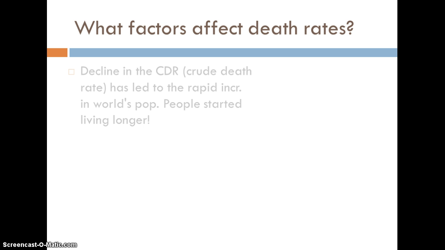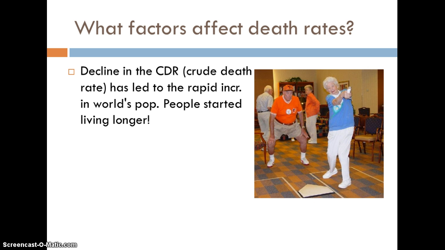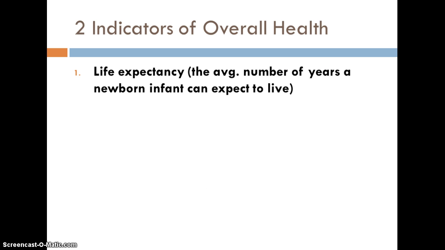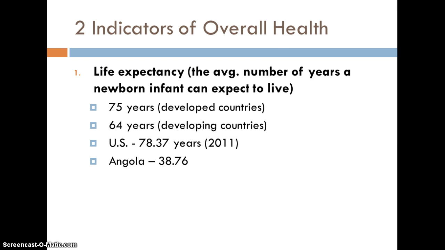We also have factors that affect death rates. We have seen a decline in our crude death rate because people are living longer. As healthcare improves, we're seeing people living to older ages. So the two indicators of overall health of an area, the number one is life expectancy, which is the average number of years a newborn can expect to live. In developed countries, that's about 75. For women, it's a little bit older. In developing countries, it's 64.